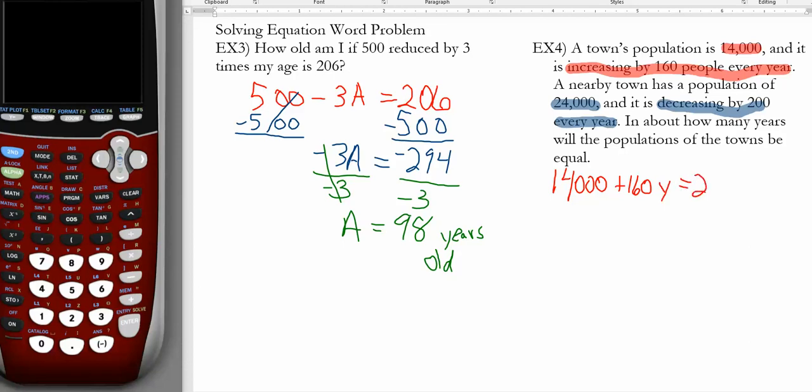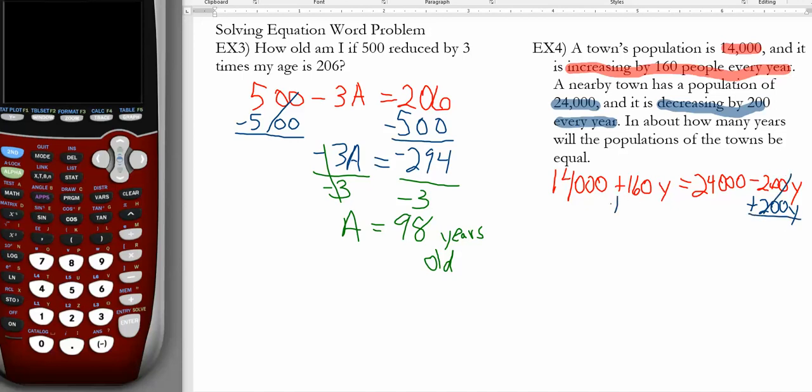So then the second city starts out at 24,000. And this one is decreasing, minus 200. And that is happening every year. So, can we simplify? No distributive property, no like terms on the same side. So next step is, do we see a variable on both sides? Yes. And since this is a positive 160 versus this being a negative 200, let's do the opposite and keep that coefficient whole, or at least positive.